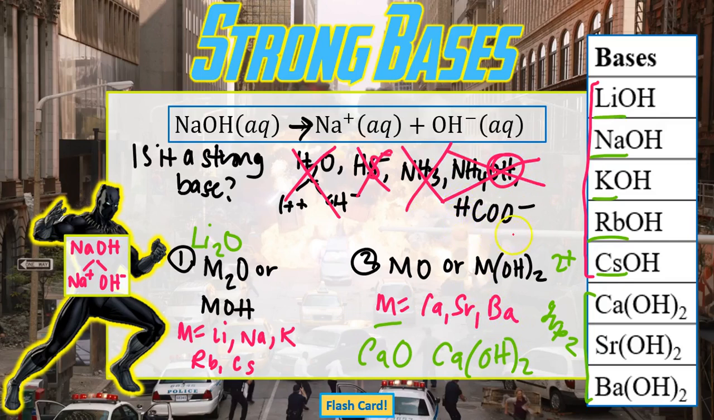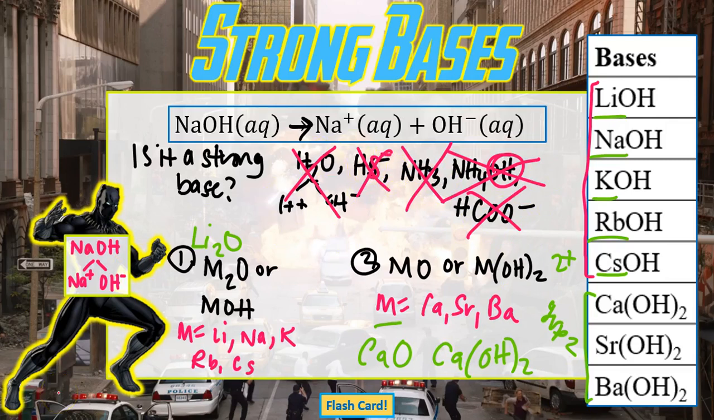Finally, let's look at HCOO minus. Do we see O2 minus here? Do we see OH? We don't see OH, right? Now, you might be saying, wait a minute, this carbon is double bonded to this oxygen and single bonded to this oxygen here, and this oxygen has a minus charge. But there's no O2 minus attached to one of these metals, so this would not work either. That means anything outside of this is going to be considered a weak base. This HCOO minus is a weak base. NH4OH, NH3, HS minus, all of those will be considered weak bases.